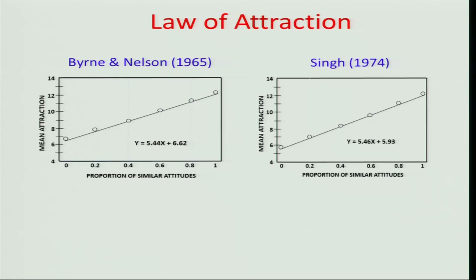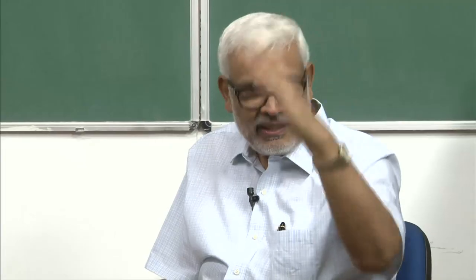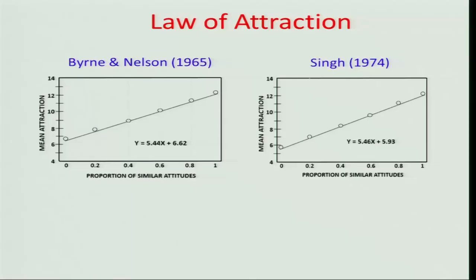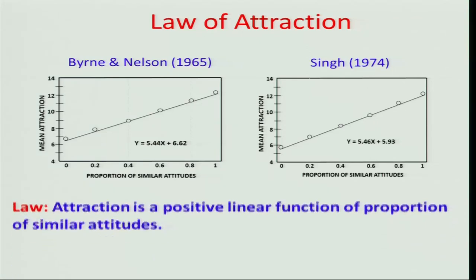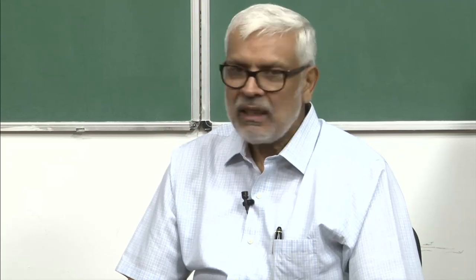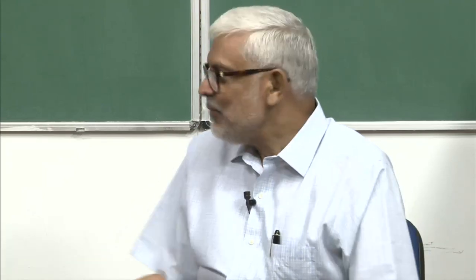Fine? So Newton has a law of universal gravitation. We have a law now where we say attraction toward a person is a positive linear function of proportion of similar attitudes. So the greater the similarity, the more the attraction. So this became the law of attraction. As simple as this, you see how simple experiments we do in psychology? Neat and clean, no confusion.